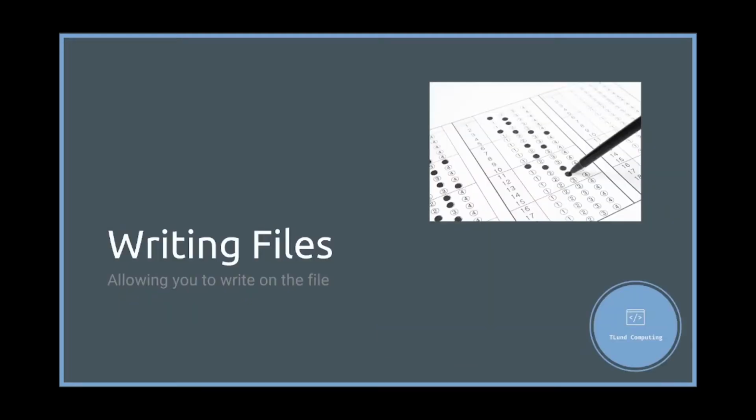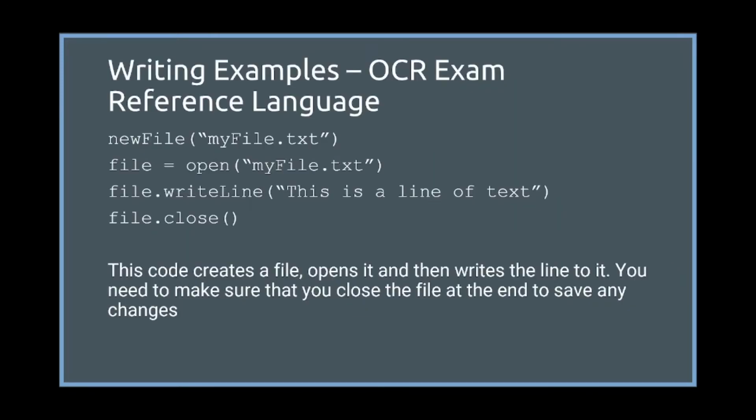So we're going to start with writing files. Writing files will allow you to actually create some text and write it to the file itself. Looking at our pseudocode or OCR exam reference language, this is what we have got. We've got new file, and that takes the parameter of the name of the file that you're making and its extension. It's very important to state that the extension is also stated there.